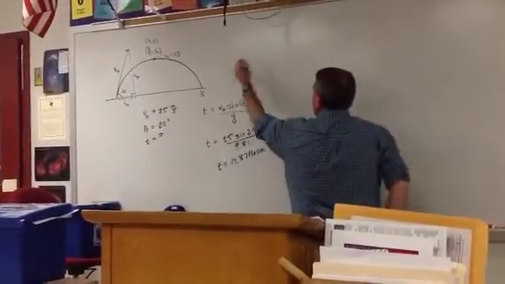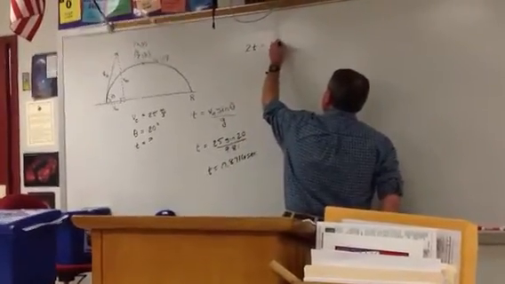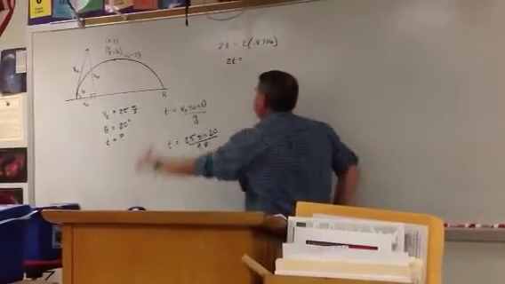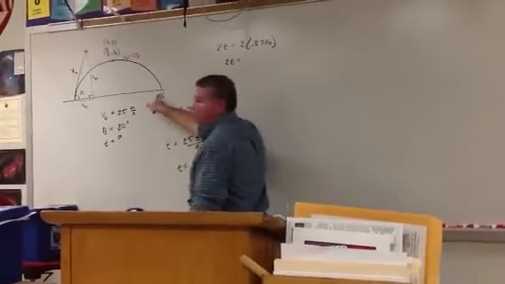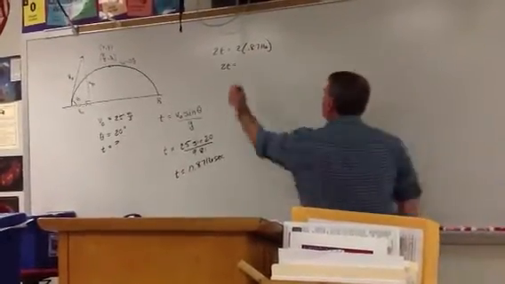All right, now we're going to do this. Twice the time is 2 times 0.8716. Twice the time is the time that it's going to take to get to this point, the maximum range. Twice the time is going to be 1.74 seconds.